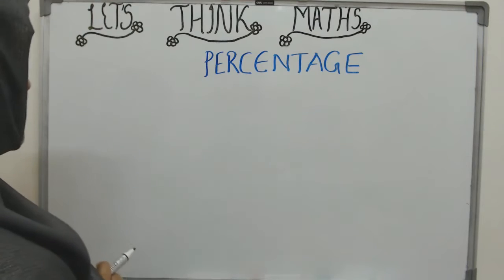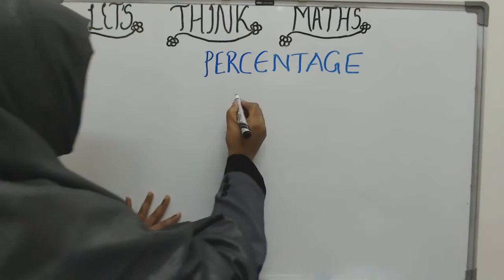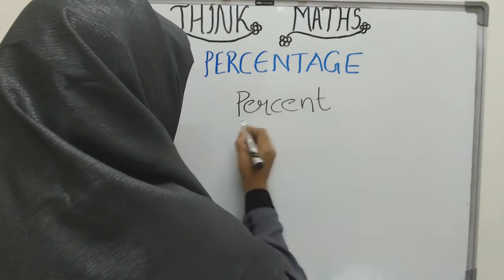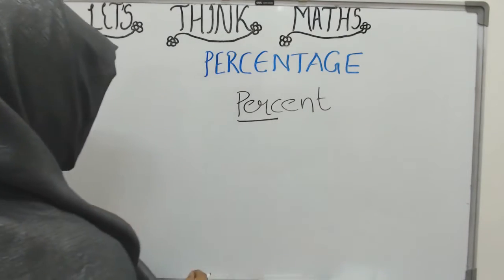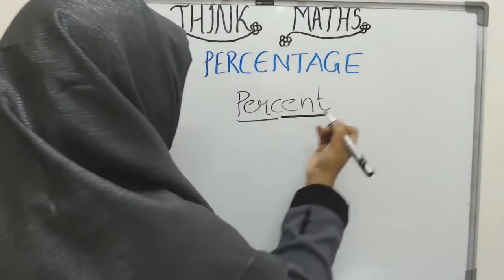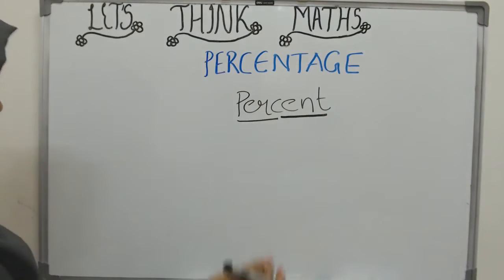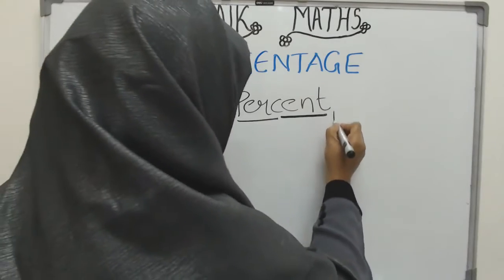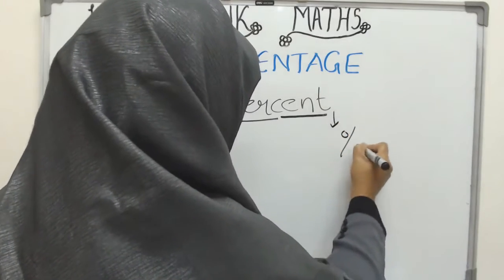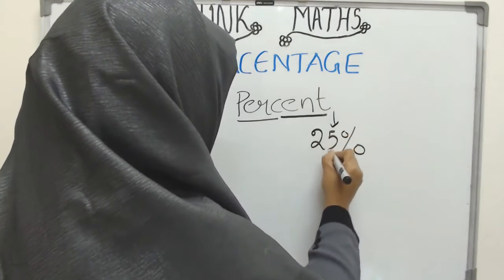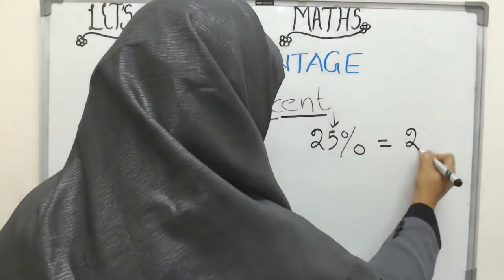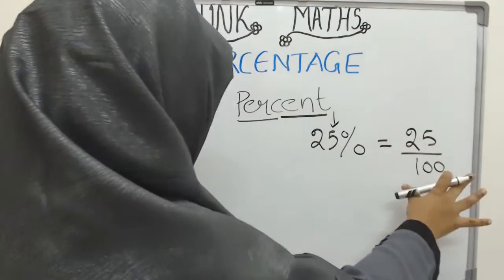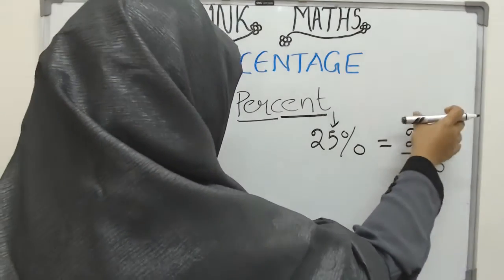In this class, let's learn about percentage. What does the word percent mean? The word per means for every, and cent comes from the word centum, which means 100, and together percent means for every 100. It is denoted by this symbol, and when we write 25 percentage, it means 25 by 100, or in other words, for every 100 we are considering only 25.